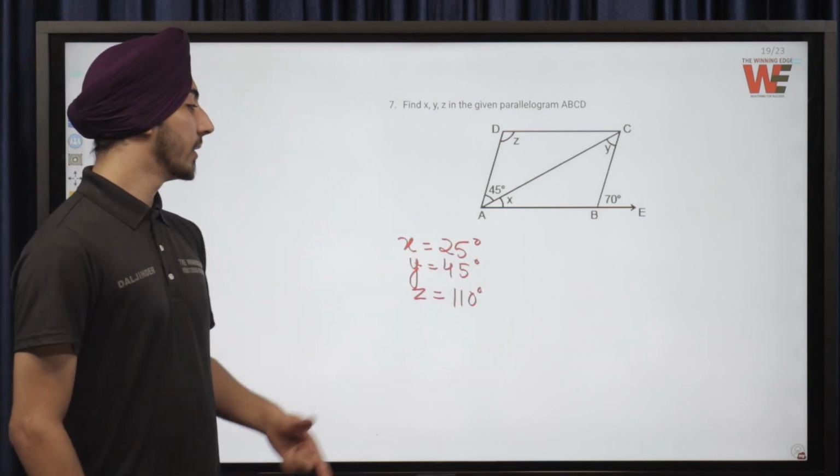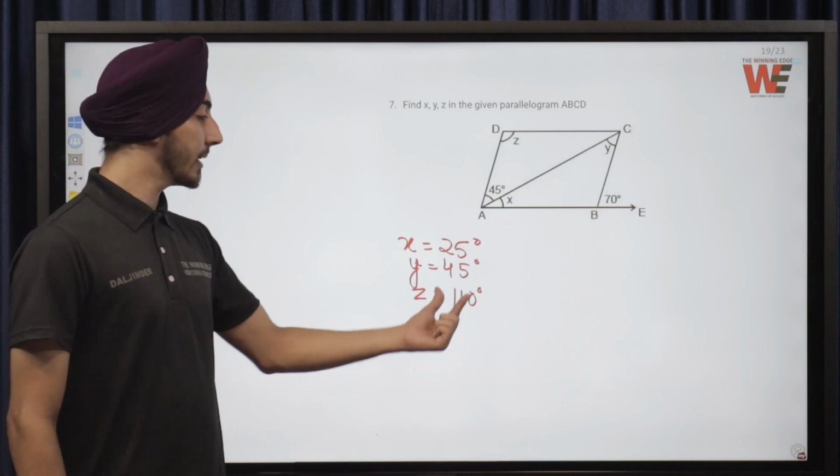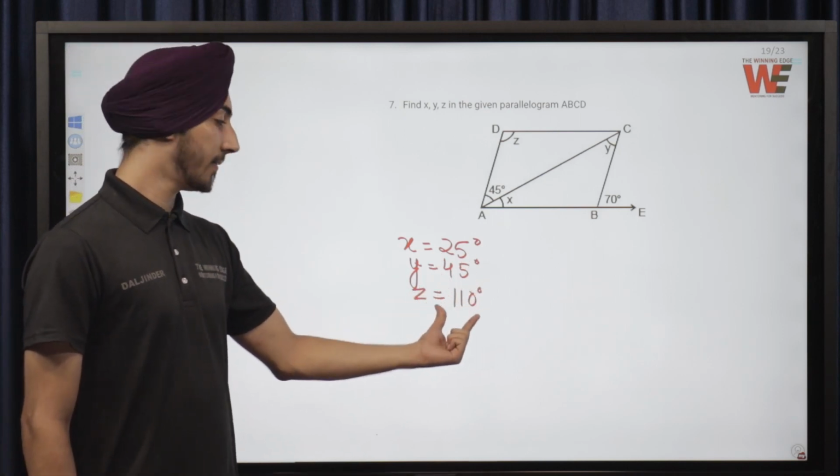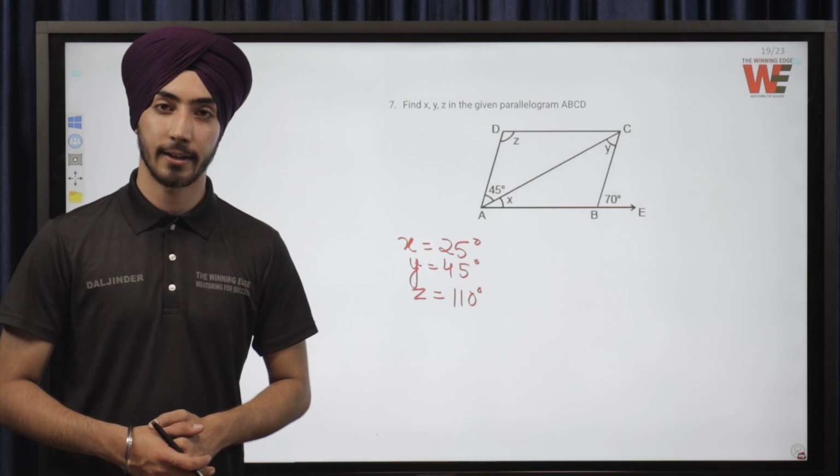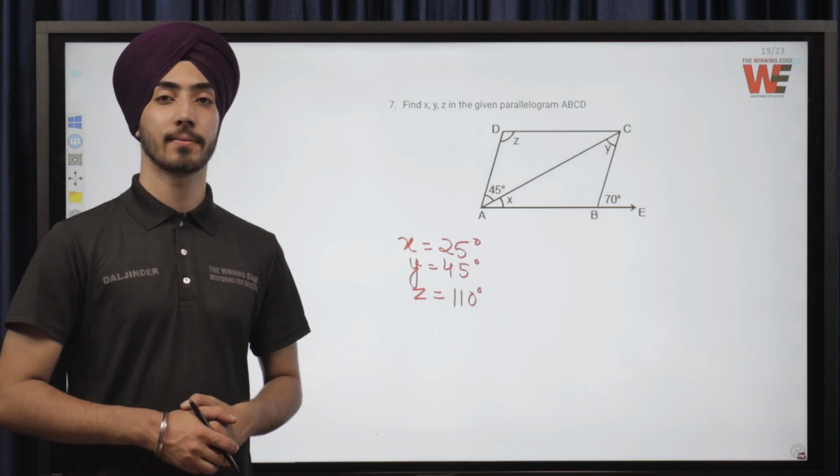Now on solving, the values that you should get as your answer: x should be 25, y should be 45, and z should be 110 degree. Now let's move on to the next question.